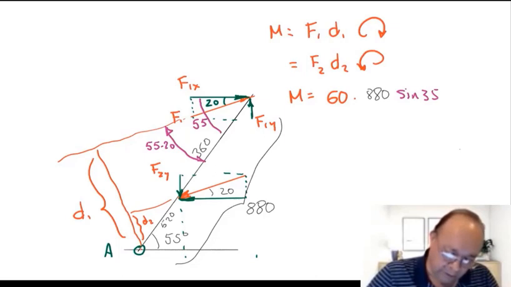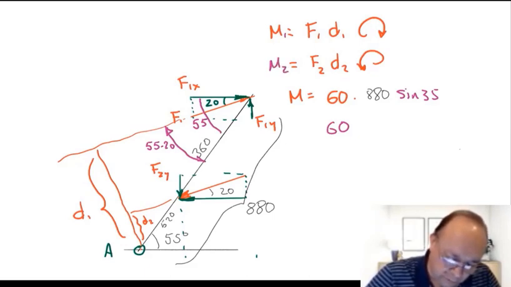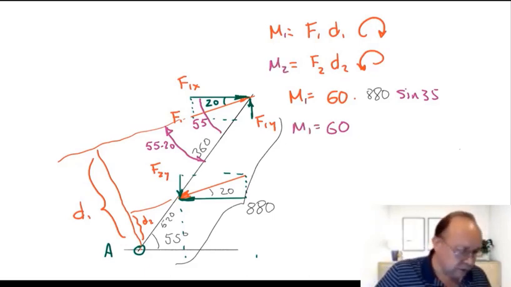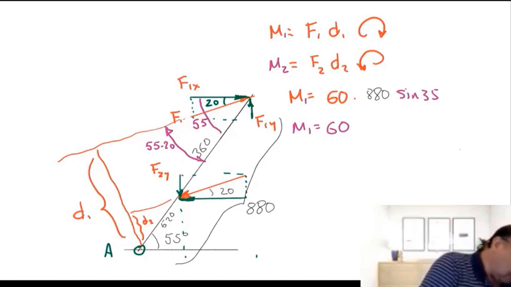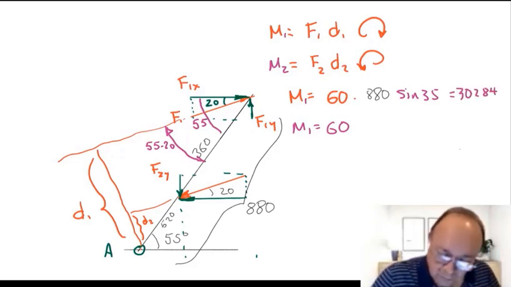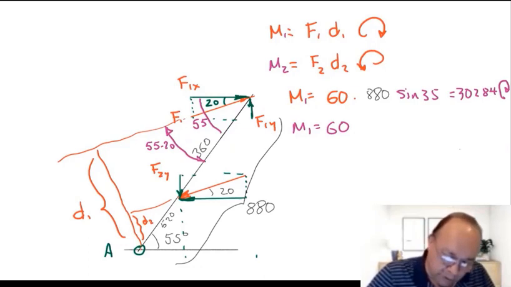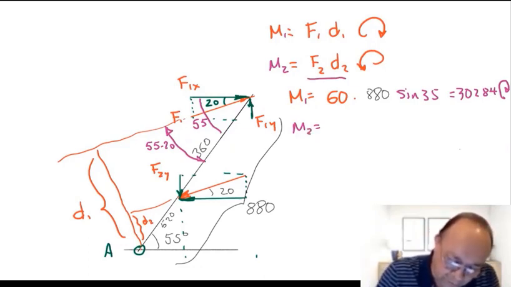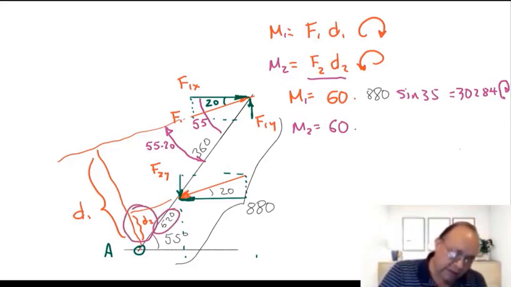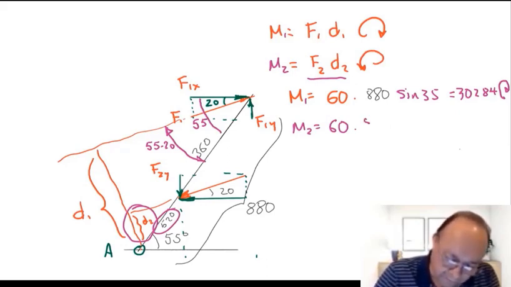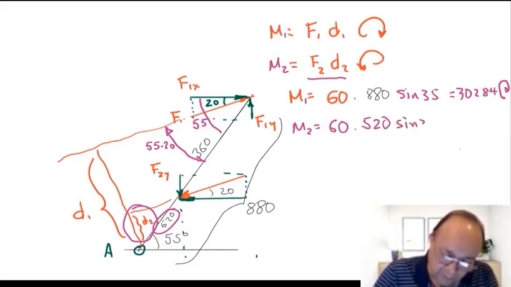And the other, let's call this one M1, equals 60 times 880 sine 35, 30.4, in this direction. And the other, M2, will be F2 times D2. F2 is 60, D2 is this one here, which is 520 sine 35.